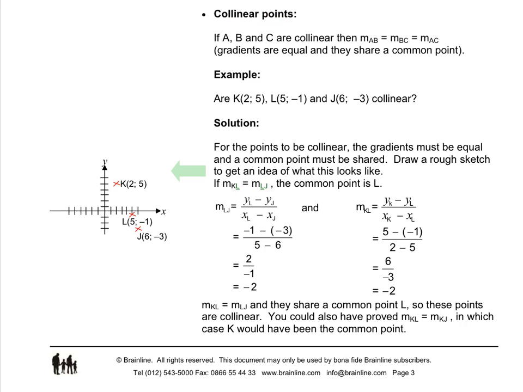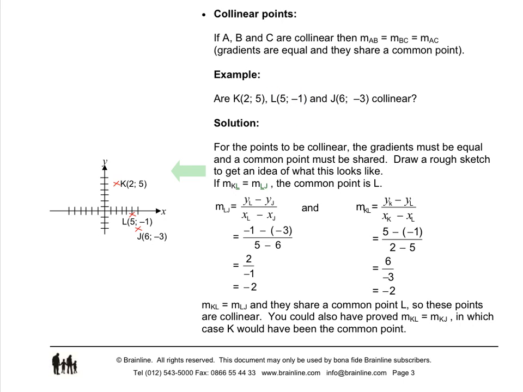Then collinear points are also very important, and it means if A, B, and C are collinear, that their gradients will be equal to one another. It is also important to know that they share a common point. For example, if I have 3 coordinates and I want to prove that they are collinear, I will say that the gradient of LJ must be equal to the gradient of KL, where they share the common point L.